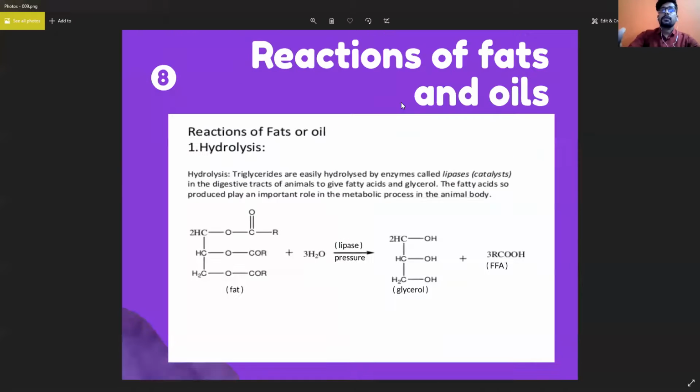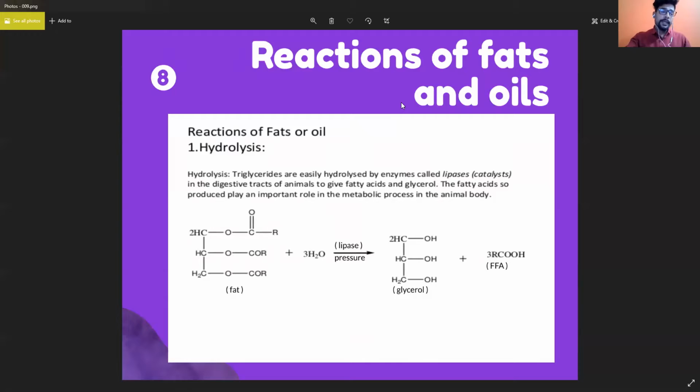Okay, next. Now I will discuss the important reactions of fats and oils. The chemical reactions of fats and oils reflect the reactivities of the ester linkage, the degree of unsaturation, and the hydroxyl group, because as I told you, the hydroxyl group of glycerol is the backbone of fat and oil. So in the reactions of fats and oils, I will explain many reactions.